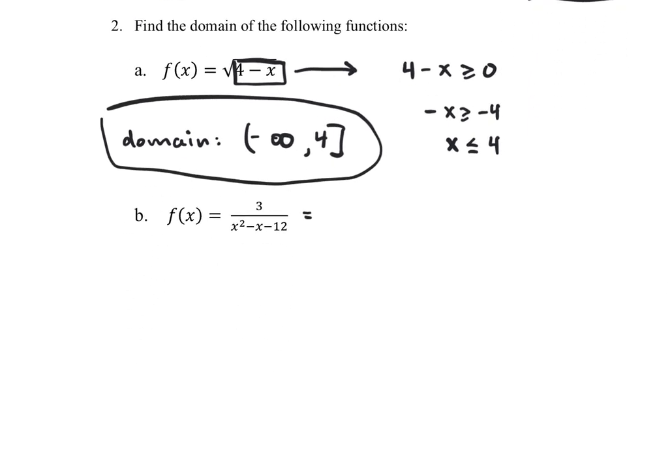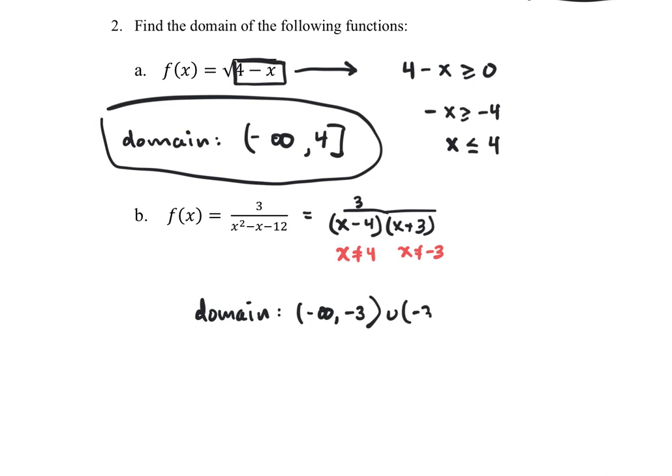For part B, we'll factor the denominator into x minus 4 and x plus 3. Now, this tells us that x cannot equal 4 and x cannot equal negative 3. That also tells us that for your domain, x can be anything else except positive 4 and negative 3. So the way we're going to exclude that is by going from negative infinity to negative 3, and then from negative 3 to 4, and then from 4 to infinity. And these are all parentheses, not brackets.